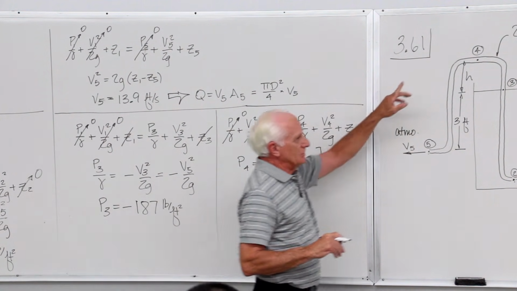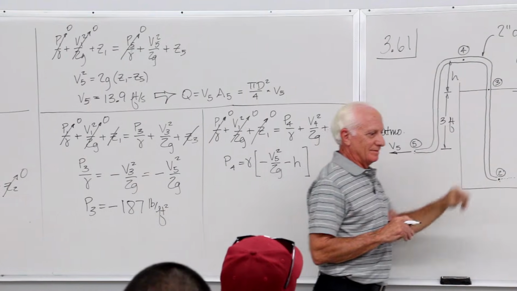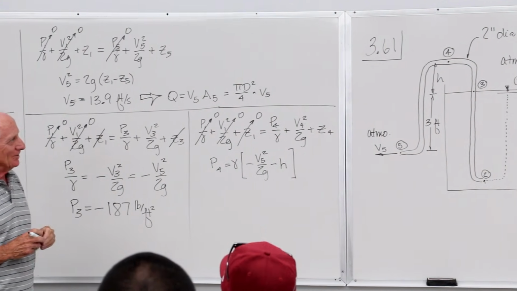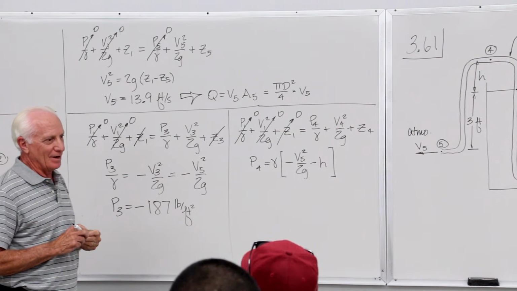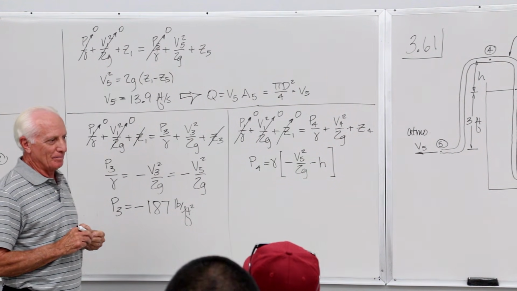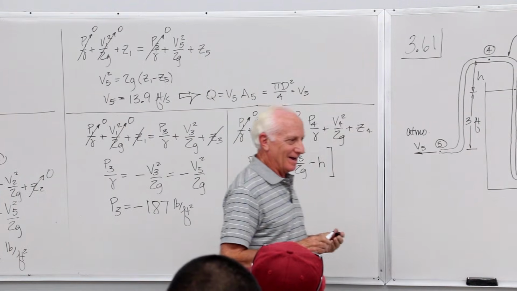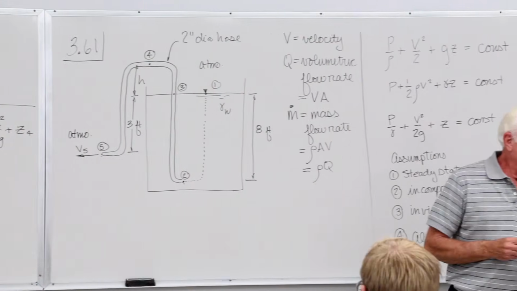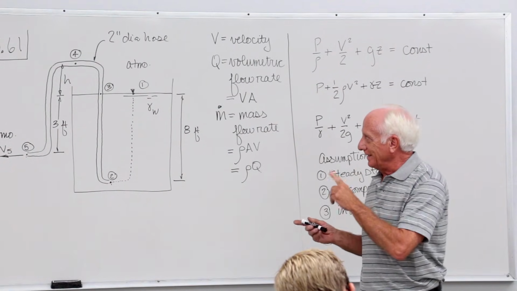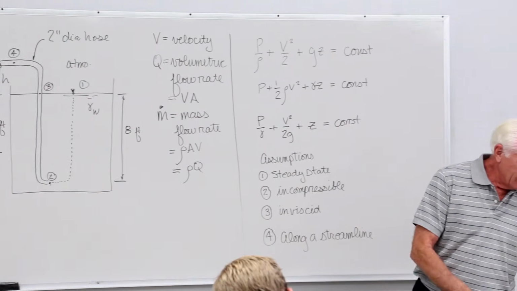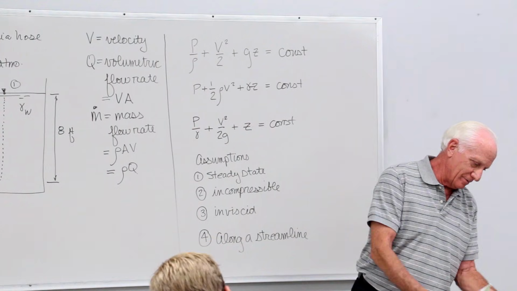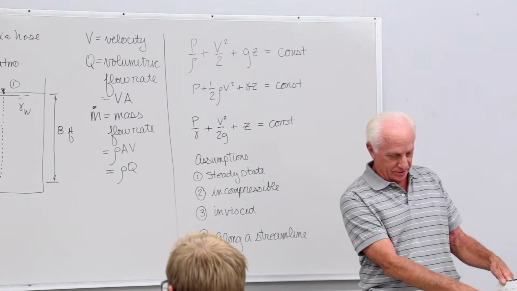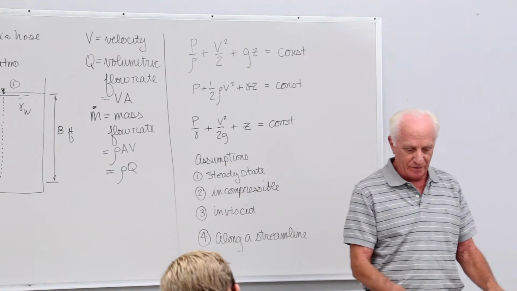If we raise this point 4 up high enough, the pressure is going to get low enough so that the water will start to vaporize, and we'll get vapor bubbles in there. And then it won't work anymore. The siphon won't work anymore. And the pressure at which it starts to vaporize, you go to the inside front cover, under water. Vapor pressure is listed right there. Vapor pressure, inside front cover.